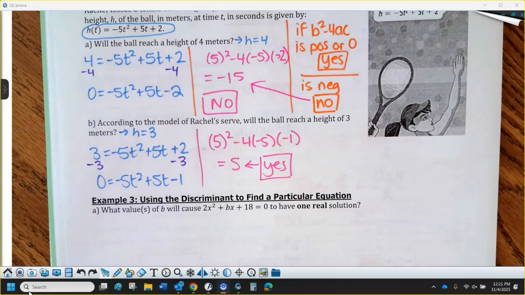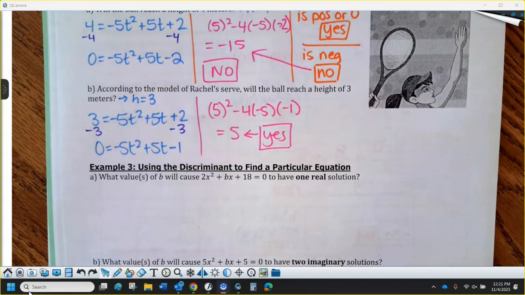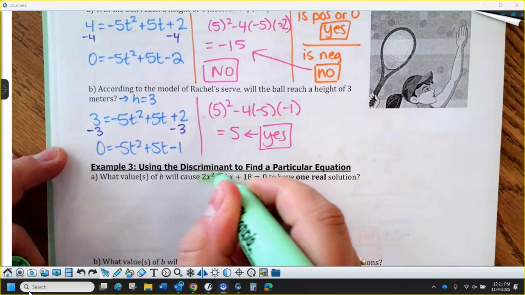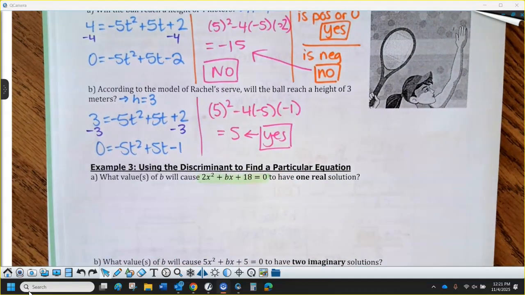Okay, now, these bottom 2 problems are kind of application a little bit of, or not application, but thinking through the discriminant to answer the question. So they're going to give us the quadratic, but they don't give us the whole thing. It says we're going to find the value of b here. So I've got 2x squared plus bx, we're going to figure out a b value here, plus 18. That would make this have 1 real solution.